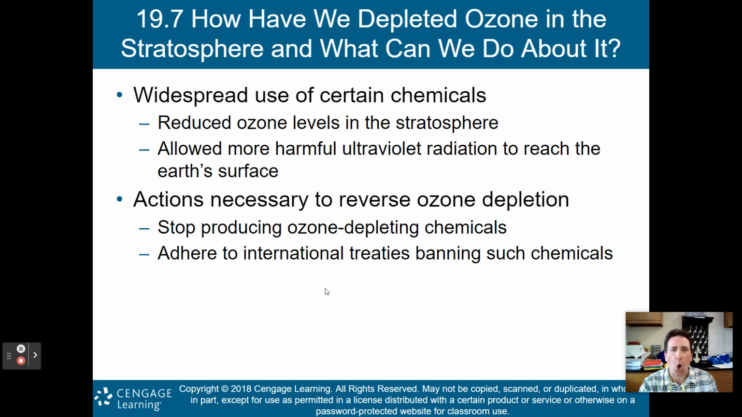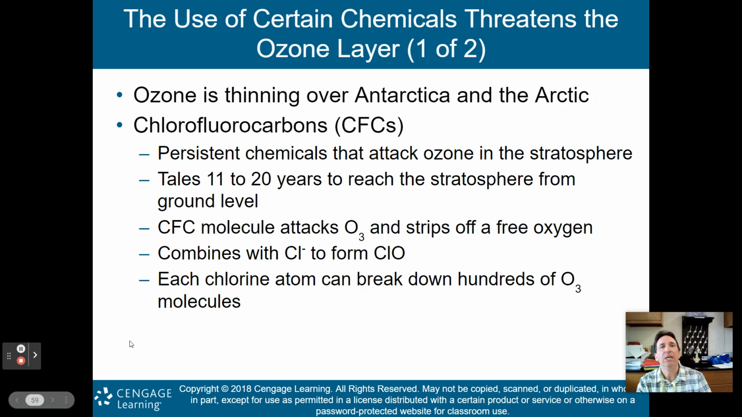This is called the ozone hole. So widespread use of certain chemicals reduced the ozone levels in the stratosphere and allowed more harmful ultraviolet radiation to reach the earth. Actions that were necessary to reverse it: stop producing the ozone depleting chemicals, the chlorofluorocarbons, and adhere to international treaties that ban those chemicals. So, what is this? Ozone is mainly thinning over Antarctica and the Arctic.